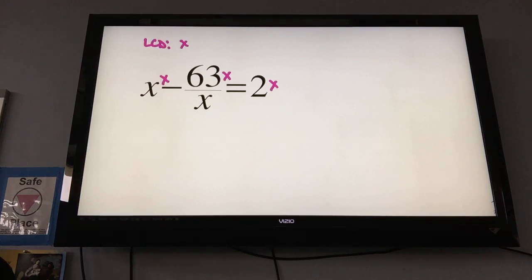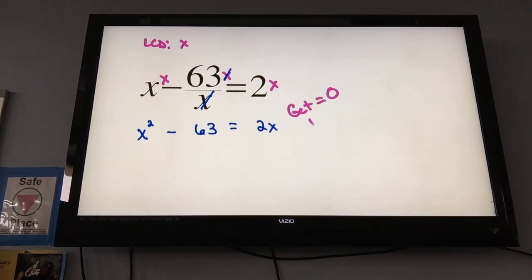So first term, x times x is x squared, minus x cancels with x, leaving me 63, equals 2 times x, 2x. So again, I need to get this equal to 0 and then factor. So I'm going to move my 2x over, so it's positive. So I'll minus.